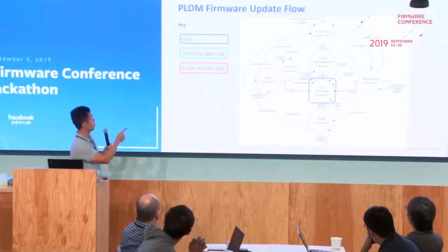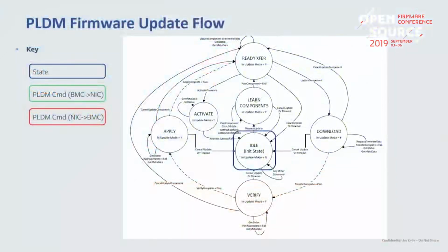So initially we start in idle state. Both BMC and device are in the idle state. Then BMC sends a command to the device to request update.